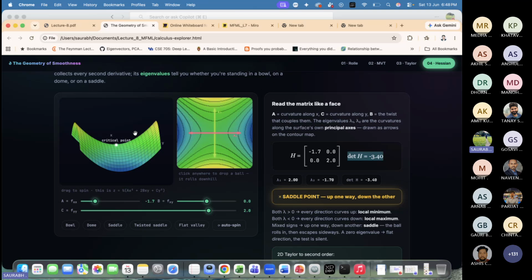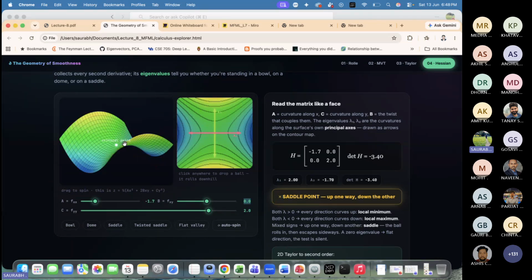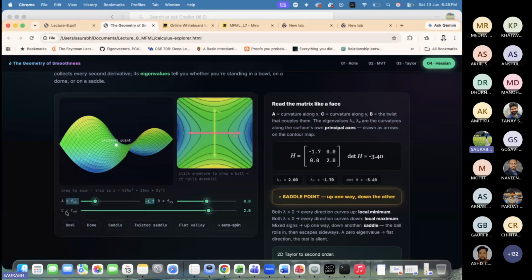So this is that point wherein fxy, if you see here, is actually 0, right? Because in one way the rate of change with respect to x is decreasing, and the rate of change with respect to y is increasing, and that is what we don't want. We don't want these types of scenarios.